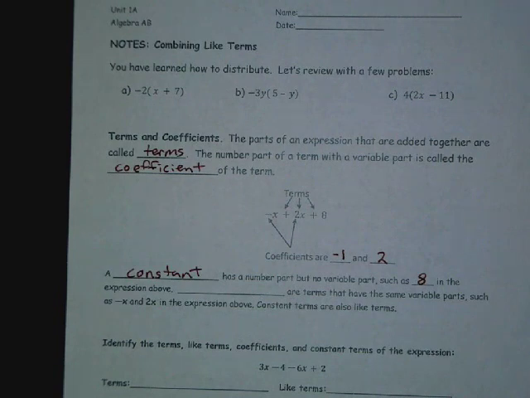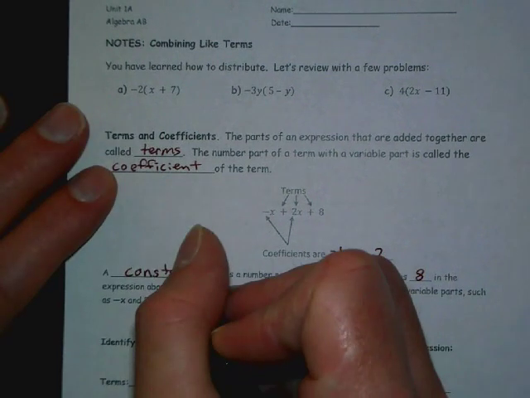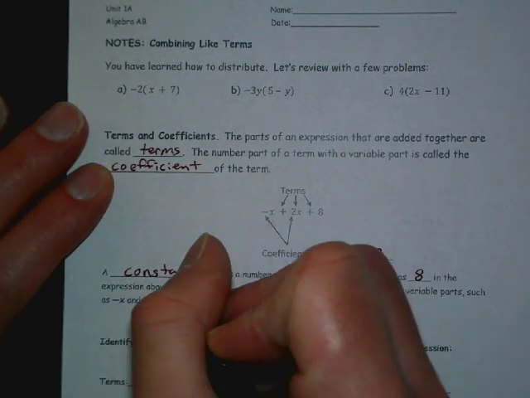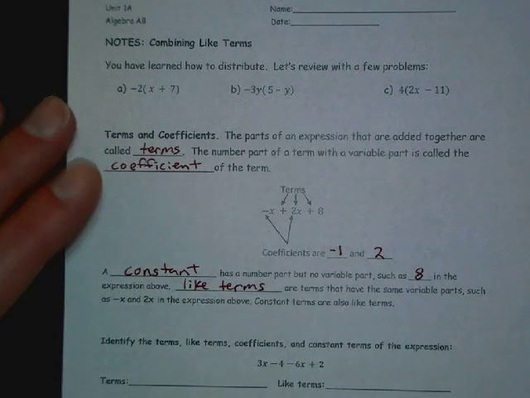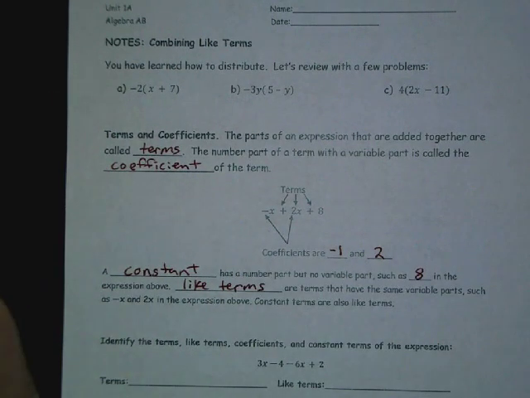And then that last blank we're filling in there is the words like terms. So like terms are terms that have the same variable part, such as -x and 2x. The variable part of both of those is x to the first power. Okay, when we have like terms, we can combine those together. Also, constants are like terms.